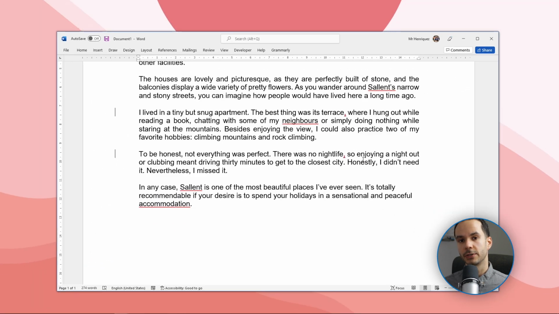Now I changed a few things, and the biggest thing I changed is I took away the "you," the personal pronoun, to increase formality. Now we're writing a B2 level review, which means that we're not writing C2 level formal stuff. But I think it's good to have some formality in there, and doing this increases it from completely informal to a bit more semi-formal. And I think that's what you want to show when you're writing something at B2 level. So our new sentence is, there was no nightlife, so enjoying a night out or clubbing meant driving 30 minutes to get to the closest city.